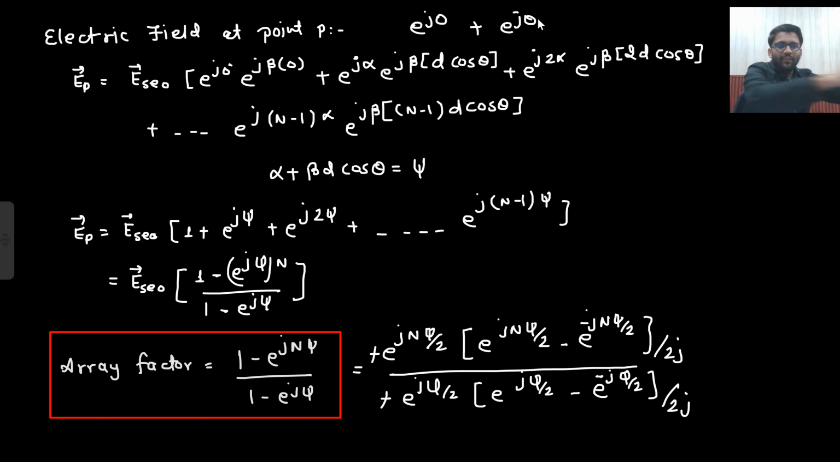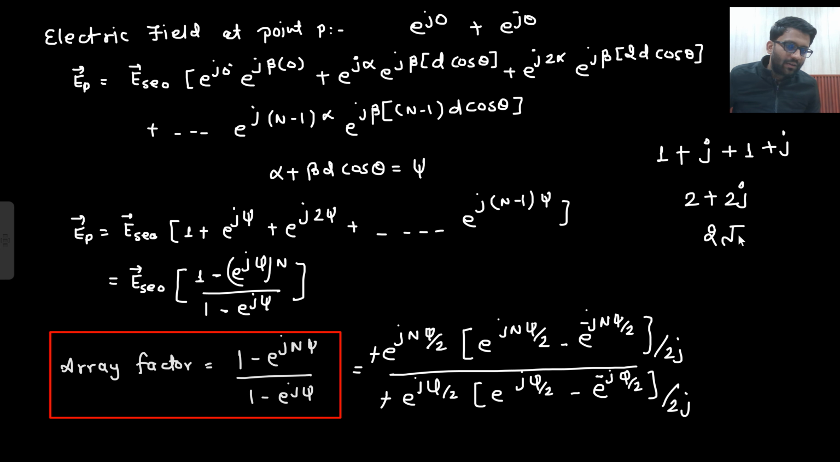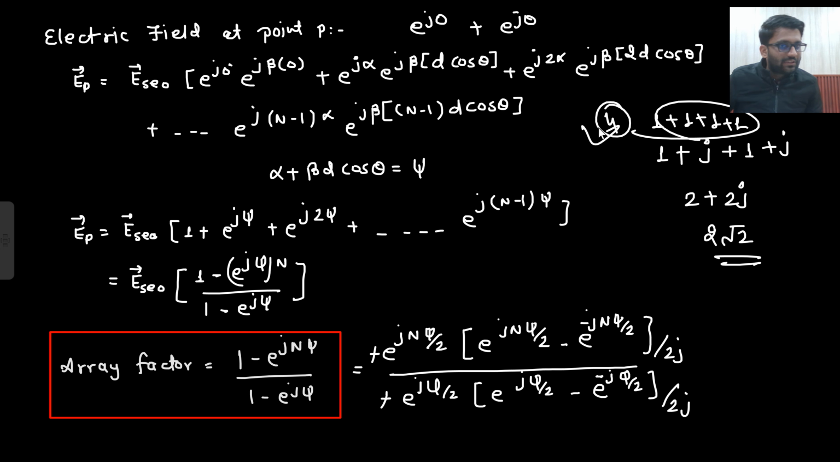So all the terms will become 1, no? 1 plus 1 plus 1 plus 1 plus 1. So all will be added. If, let's just say, the first term is 1 and another term becomes j, another term becomes 1, then another term becomes j, what will the equivalent be? 2 plus 2j. So here the equivalent will be 2 under root 2, which is not that high. But if all terms become 1, 1 plus 1 plus 1 plus 1, then the equivalent will be 4, which is the highest one. So if alpha plus beta d cos theta is equal to 0, that means if psi is equal to 0, then our job is done.